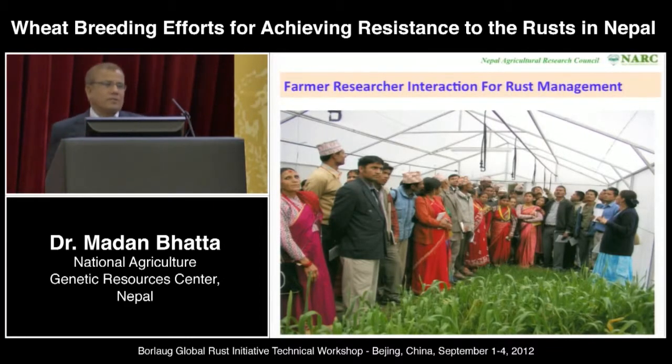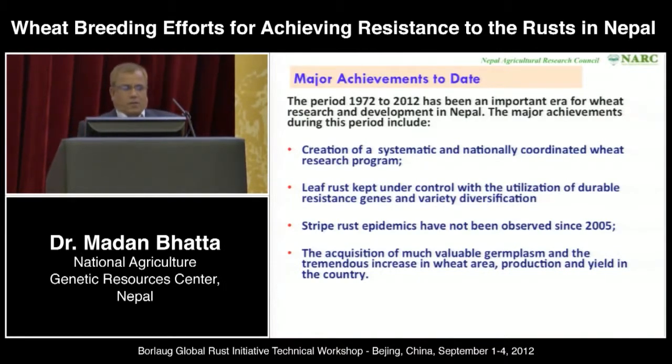This is farmer researcher interaction to manage rust using resistant varieties, and this is a polyhouse where we do seedling screening against stripe rust and leaf rust, contributed by the CIMMYT South Asia office.